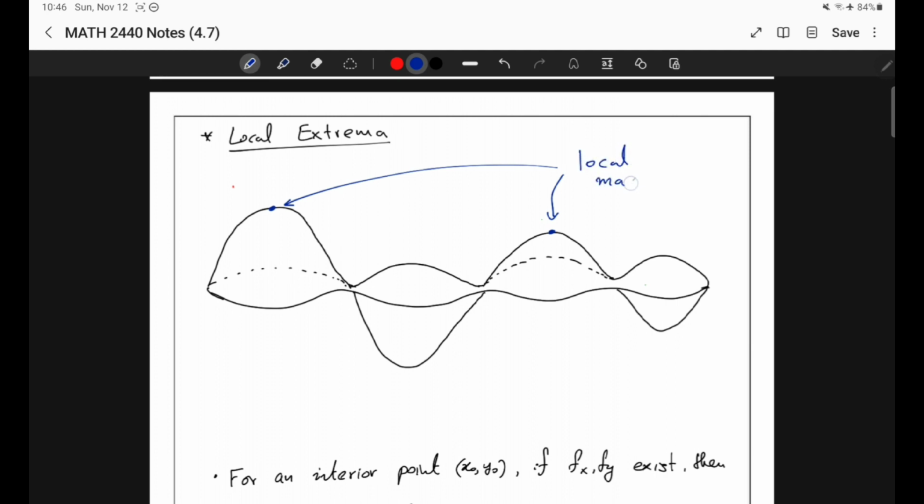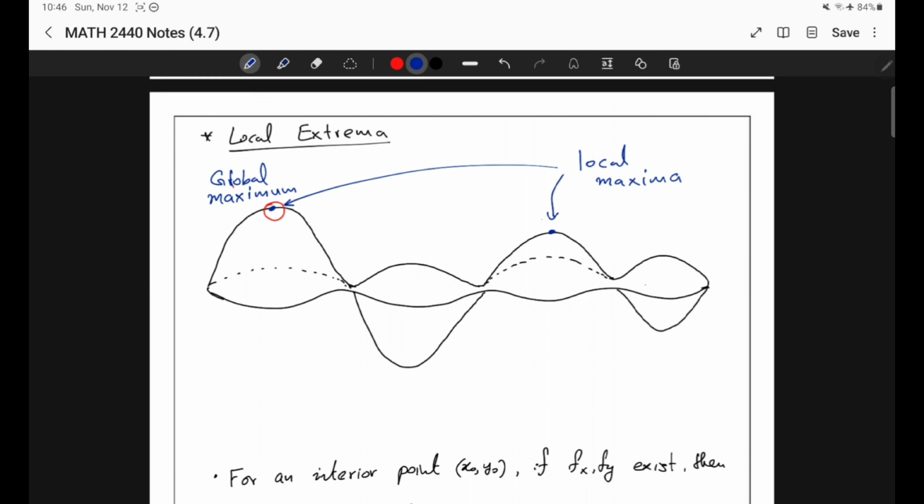Local maxima. So these peaks have the property that in the nearby vicinity, it's the maximum. So they are called local maxima. And the biggest out of them, in this picture, it's this one, that is the global maximum.